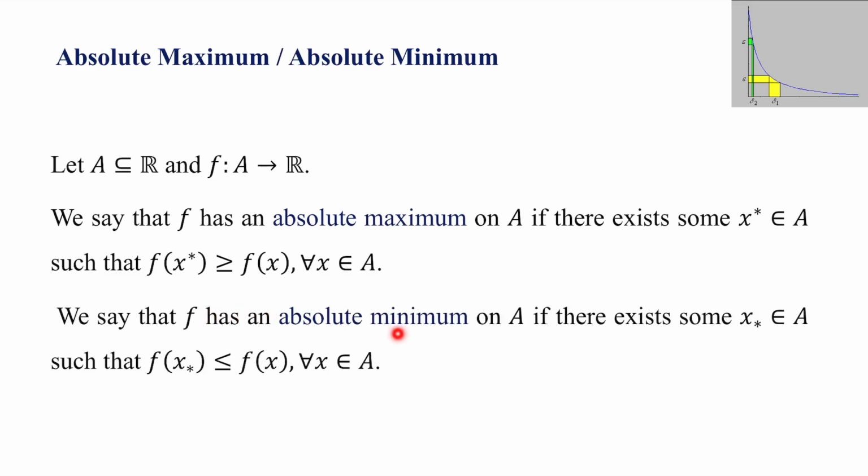And we say that f has an absolute minimum on A if there exists some x lower star in A such that f of x lower star is less than or equal to f of x for all x element of A. So f attains its minimum value at some point x lower star of A. In that case we say that f has an absolute minimum.